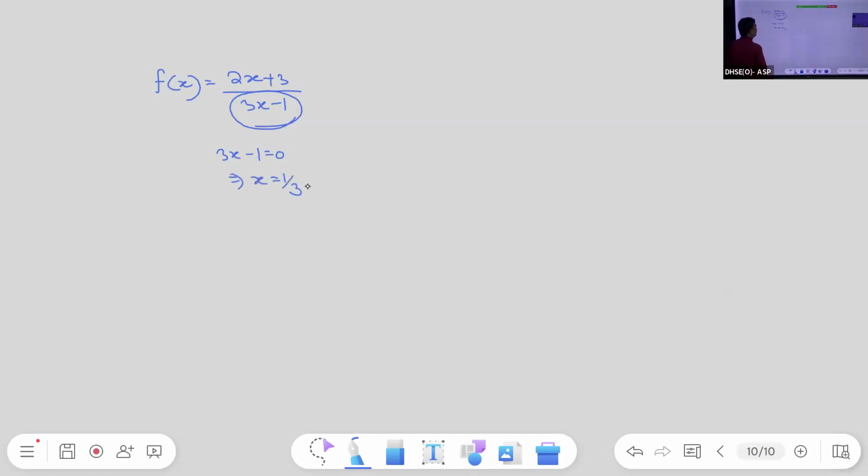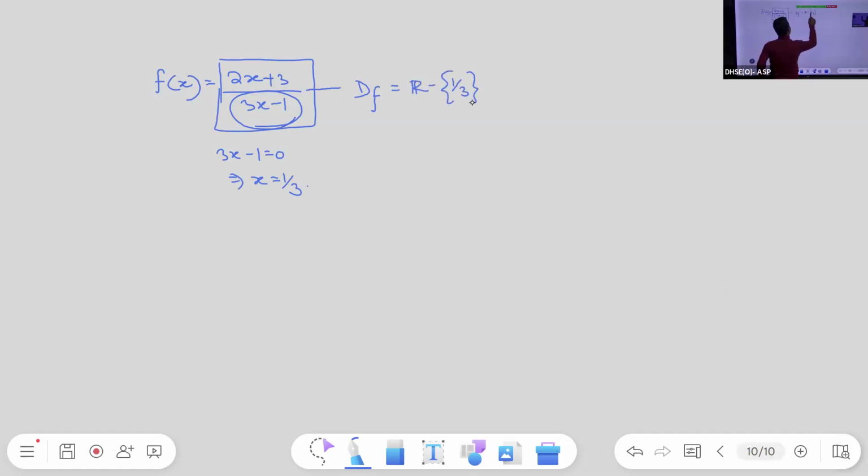So for x is equal to 1 upon 3, this function is undefined. Otherwise, it is defined for all real values. Now we can say that the function is defined for all real values except 1 upon 3. Hence, the domain of the function is R minus 1 upon 3.